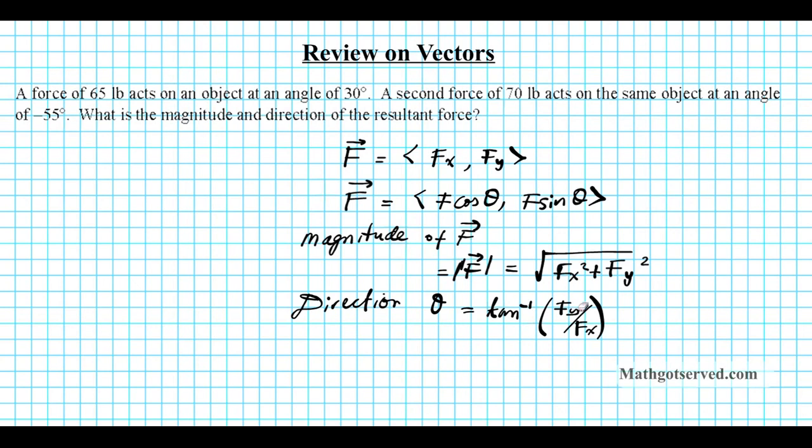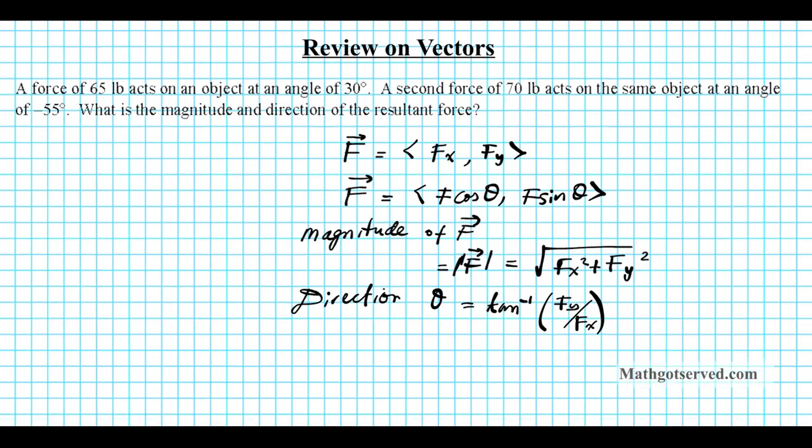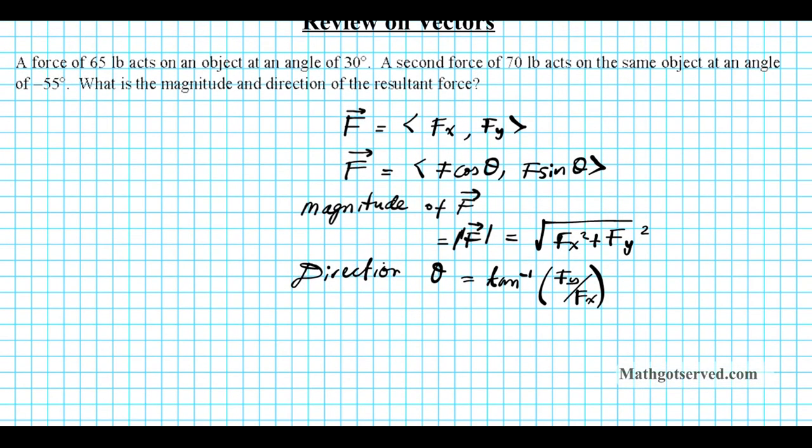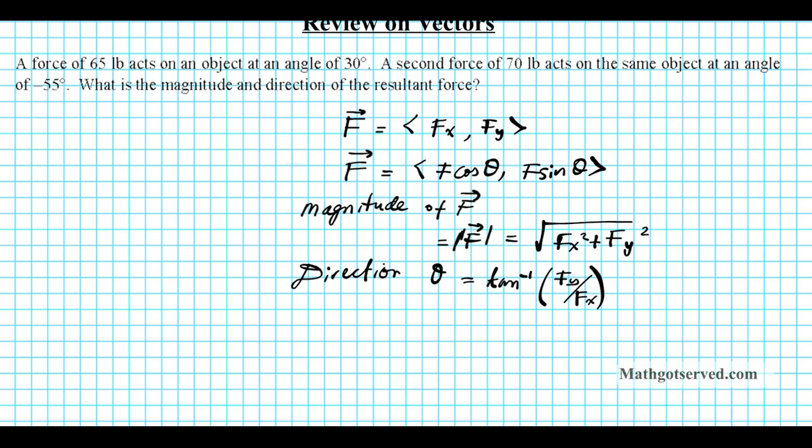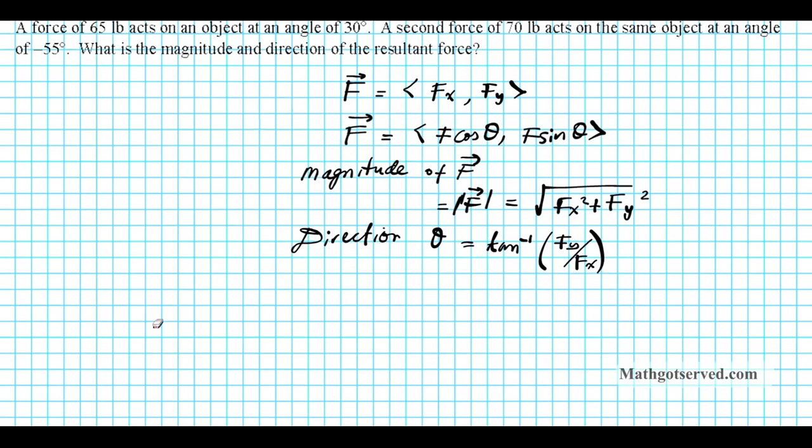So it says 65 pounds is acting at an angle of 30 degrees. So what we're going to do is assume that the object is sitting on a coordinate system, and the object is right on the origin. So the first one is 30 degrees and it has a magnitude of 65 pounds. So call this F1. F1 is 65 pounds and has a direction of 30 degrees. Remember, when you rotate counterclockwise, it's positive, all right?